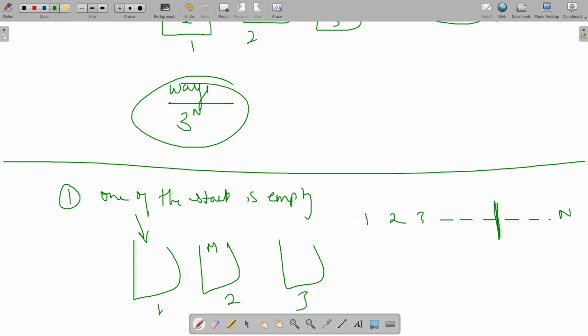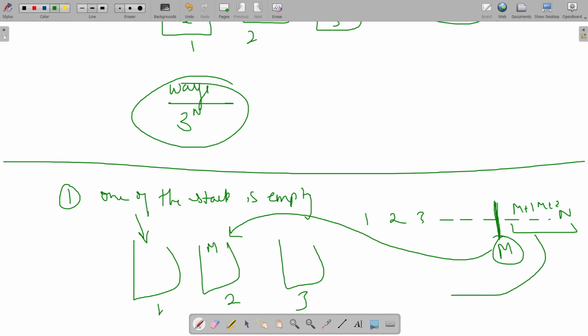Suppose the number m is somewhere here in the number line. That would mean that any element like m plus 1, m plus 2, etc. cannot be added to the second stack, because then the top element would change. It would be something greater than m, right? So m will be added to the second stack. All the greater elements will be added to the third stack. They cannot be added to the first stack because we are assuming that it is empty.